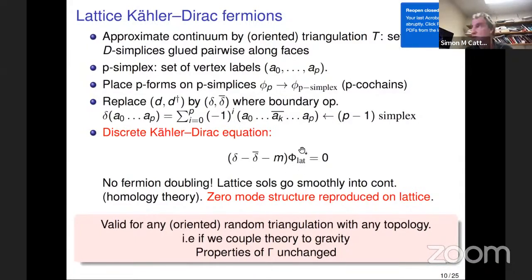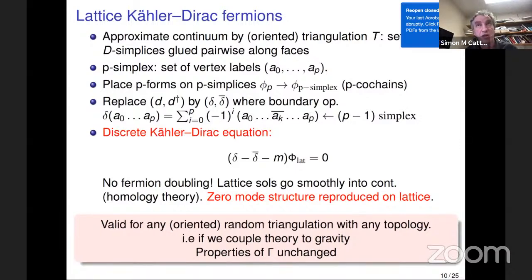And I replace the continuum set of P forms by this lattice field, which is basically a set of P cochains. Or if you want, just a bunch of P forms living on various P simplices in the lattice. You can show that there's no fermion doubling. Then the solutions of this lattice equation go smoothly into the solutions of the continuum Kaehler-Dirac equation. There's no additional doubling associated with discretization, right? The Kaehler-Dirac equation didn't describe one Dirac fermion in four dimensions, it described four. The lattice one also describes four in the continuum limit. There's no mismatch there. And what's really important is the zero mode structure is exactly reproduced by the discrete theory.